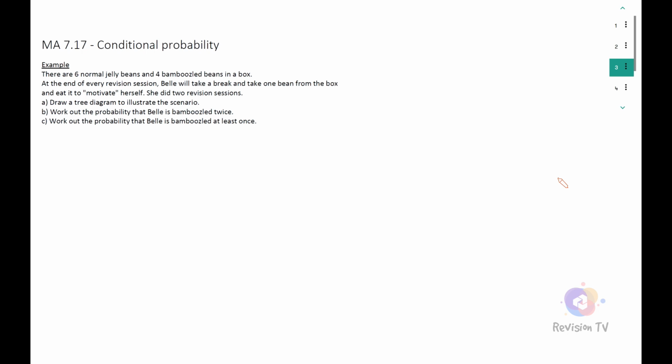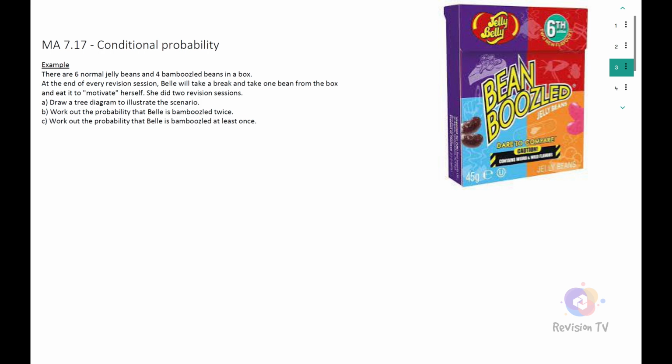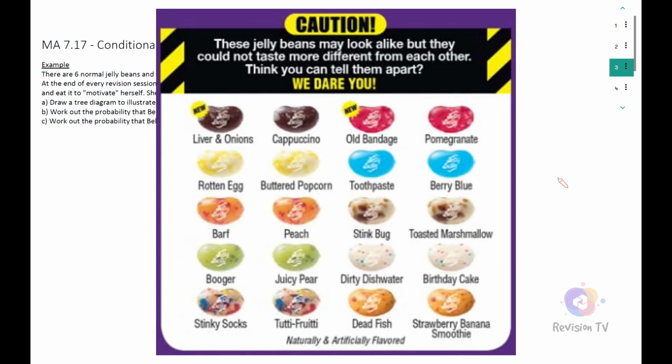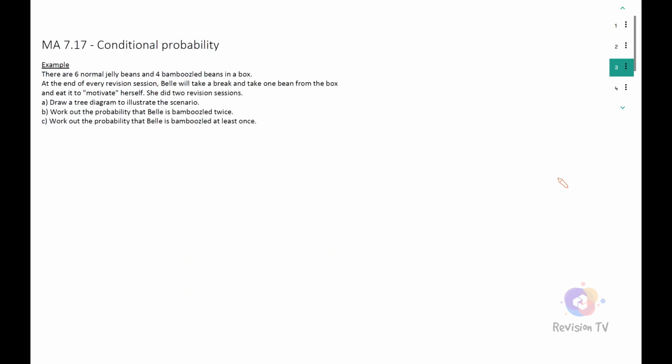There are 6 normal jelly beans and 4 bamboozled beans in a box. Now, if you don't know what a bamboozled bean means, jelly beans used to, or not sure if they still do it now, do a box of bamboozled beans where they mix a good mixture of normal jelly beans and what we call bamboozled beans, which have a weird flavor, like pencil sharpening flavor, boogie flavor, but they have the same color as a normal one. So when you pick one out of the box, you never know if that's a normal flavor or a bamboozled flavor.